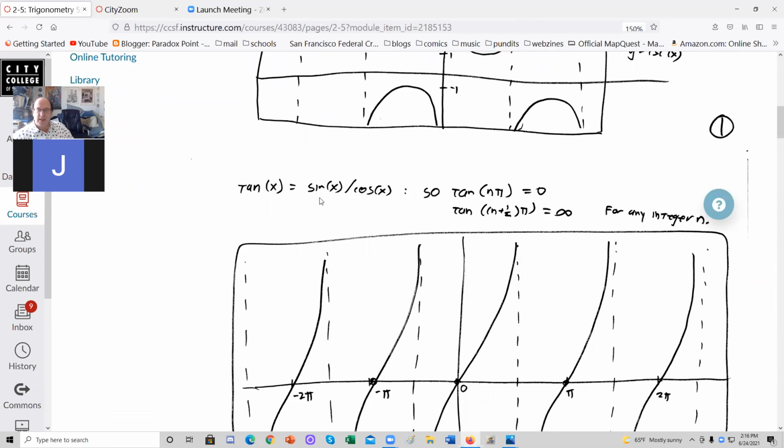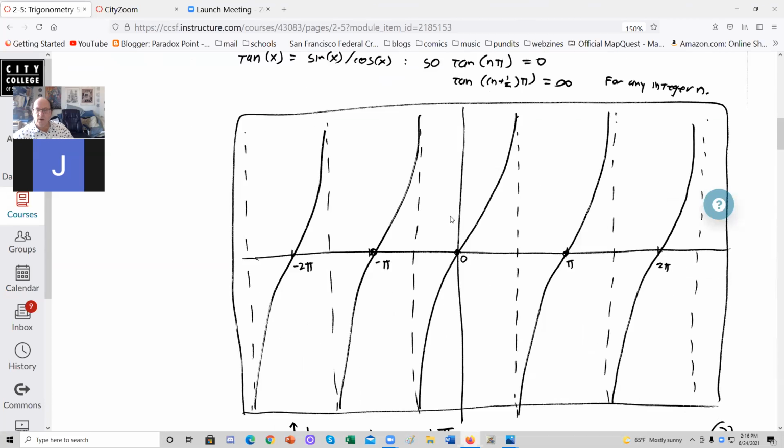Tangent is sine over cosine. So when sine is 0, tangent is 0, and that's at integer times pi. And when cosine is 0, tangent is infinity, that's integer and a half times pi. So tangent of n pi is 0, tangent of n and a half times pi is infinity for any integer n. So it would go through 0 here, and here, and here, and halfway between the zeros, it goes to infinity. And it has this kind of N-shaped graph always rising. It never stops. It just sort of slows down a bit at 0.